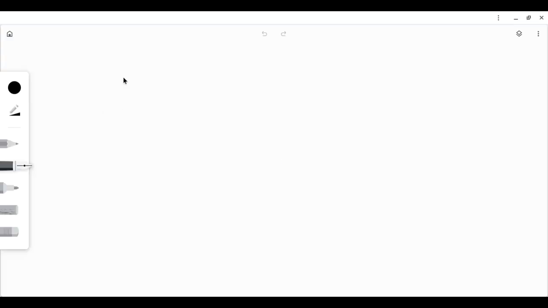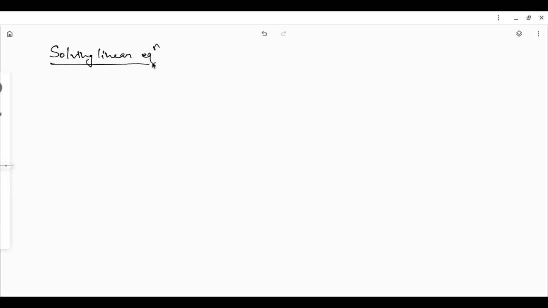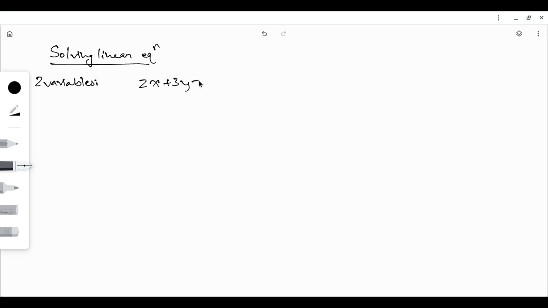Okay. The next topic was solving linear equations. So the first case is two variables. Let's say you have 2x plus 3y equals 7 and 3x minus 2y equals 5. So we're going to use the process of elimination.